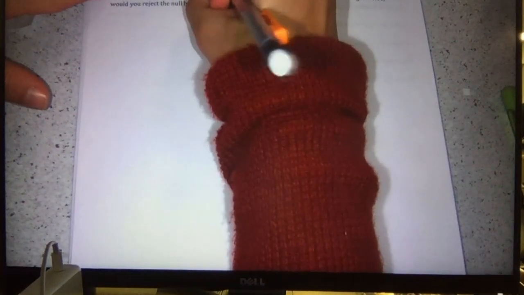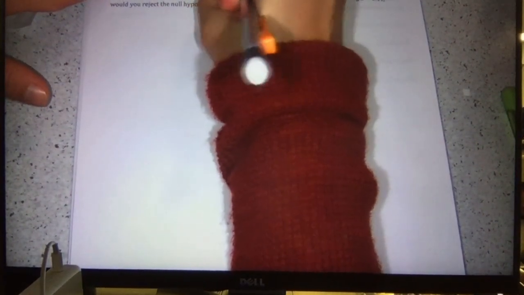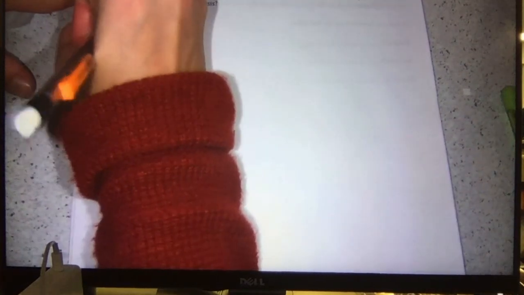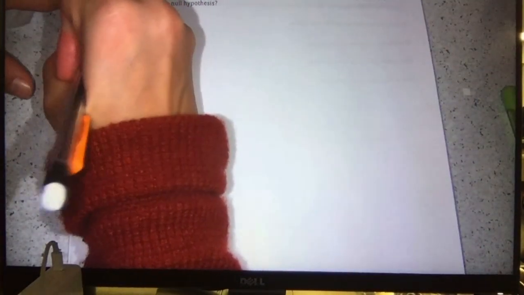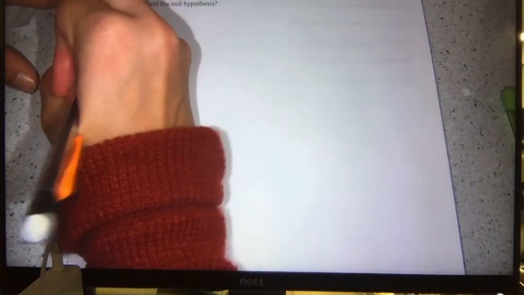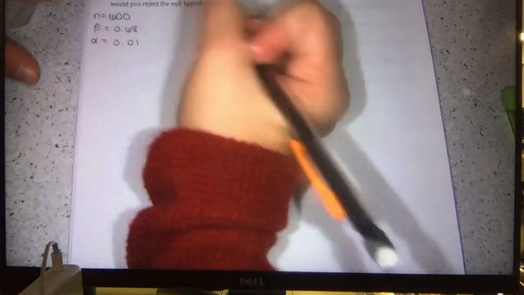We got this. Our null hypothesis is P is equal to 0.70 versus our alternative is P is not equal to 0.70. So boom, we know it's a two-tailed test. A random sample of 600, so N is 600, observations produce a sample proportion, so that's our P hat, equal to 0.68. Using alpha of 0.01, would you reject the null?